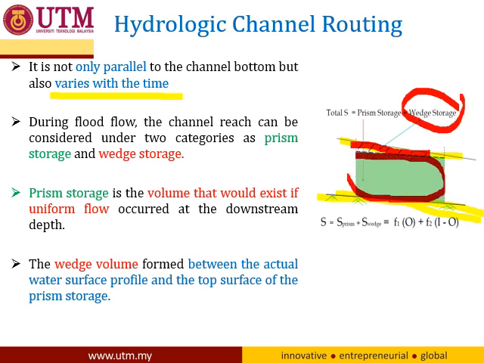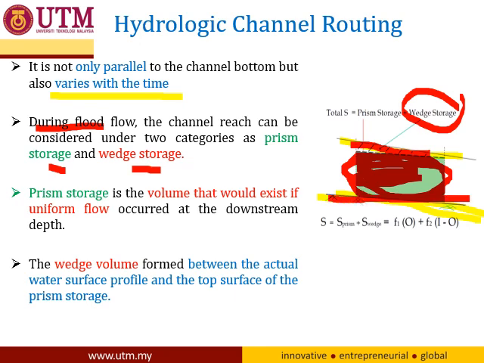Because we are looking at flood routing, this is what we call it: during flood flow, the channel storage can be considered under two categories, prism storage and wedge storage. Wedge storage is the additional flow coming into the channel. Prism storage is when there is just a base flow and no flood coming, no additional rainfall, so it's parallel to the slope. But when there is some rainfall, a hydrograph forms, with some peak discharge, and you know this shape.